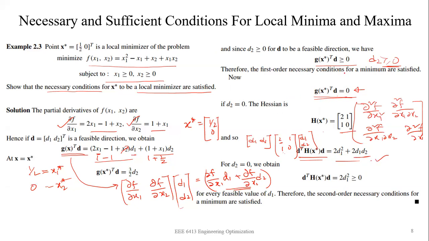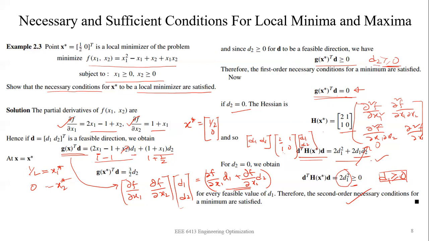The gradient is a function of actually your D2, so D2 has to be 0. So if you apply D2 equal to 0 here, the only thing left is this one. And we know that the necessary condition is that the value has to be greater than or equal to 0. That means our condition will be that D has to be greater than or equal to 0. So if it is fulfilled, then we can say that both the necessary conditions are satisfied for a minimum.